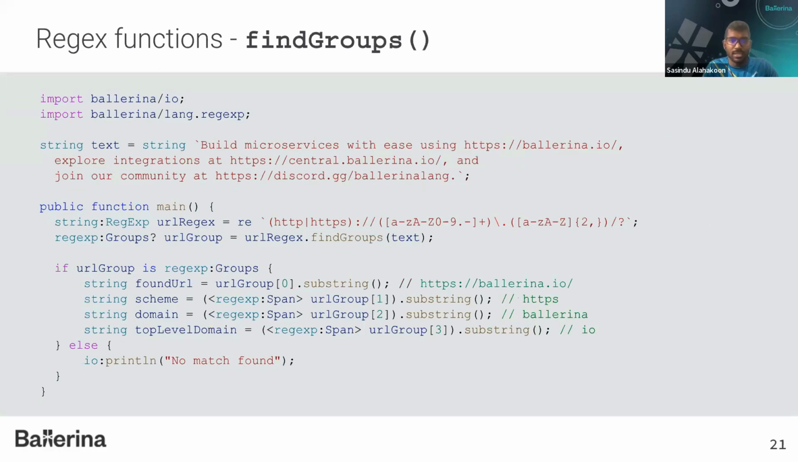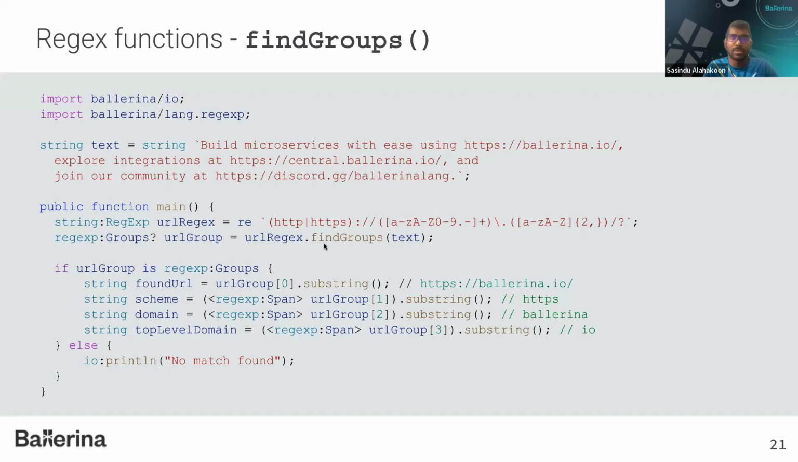Next, we are going to discuss the find groups function. Here I use the same regex pattern, but it is important to note that there are three capturing groups here. The first capturing group will capture the schema details in the matched URL, whether it is HTTP or HTTPS. The second capturing group will capture the domain details of the matched URLs, and the third capturing group will capture the top level domain details of the matched URL.